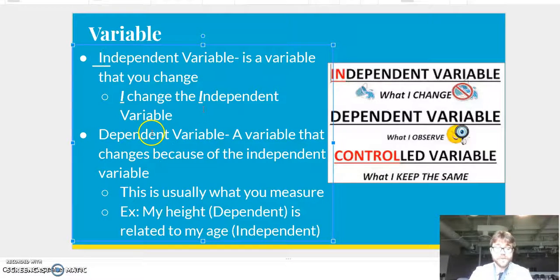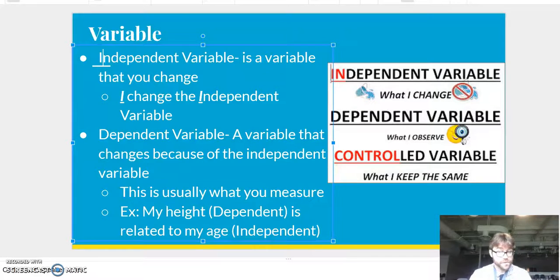Dependent variables are variables that change because of the independent variable. They're dependent on what the independent variable is doing. Normally, the easiest way to remember the dependent variable is what you measure. Whatever you're measuring, that is your dependent variable. You could be measuring time of something, the length of something, or the width of something. Whatever you're measuring, that is your dependent variable.